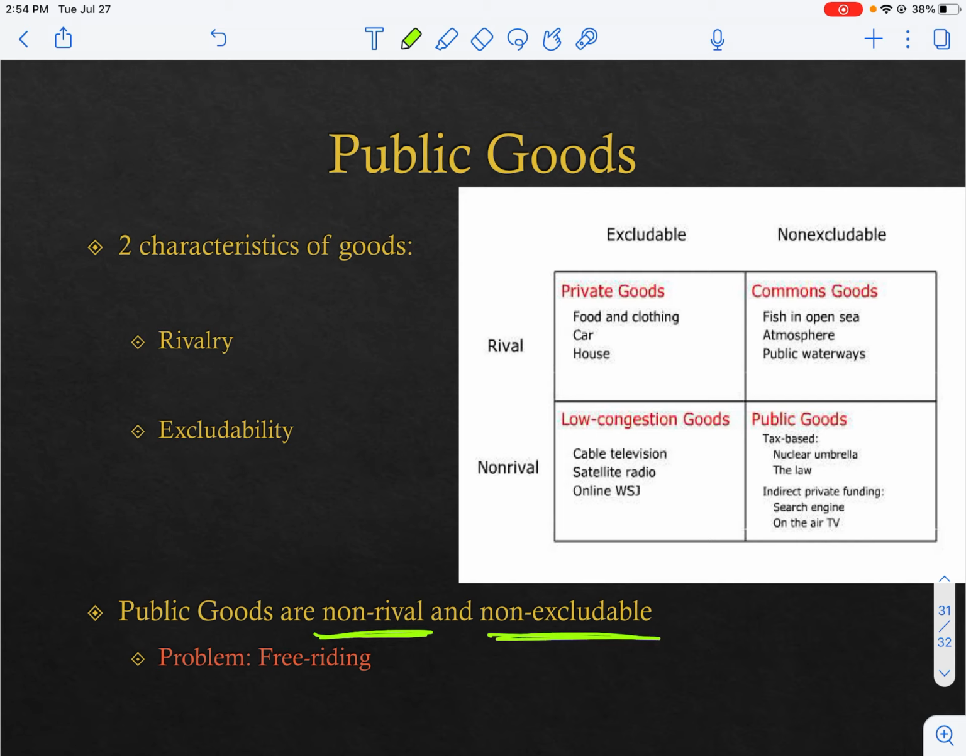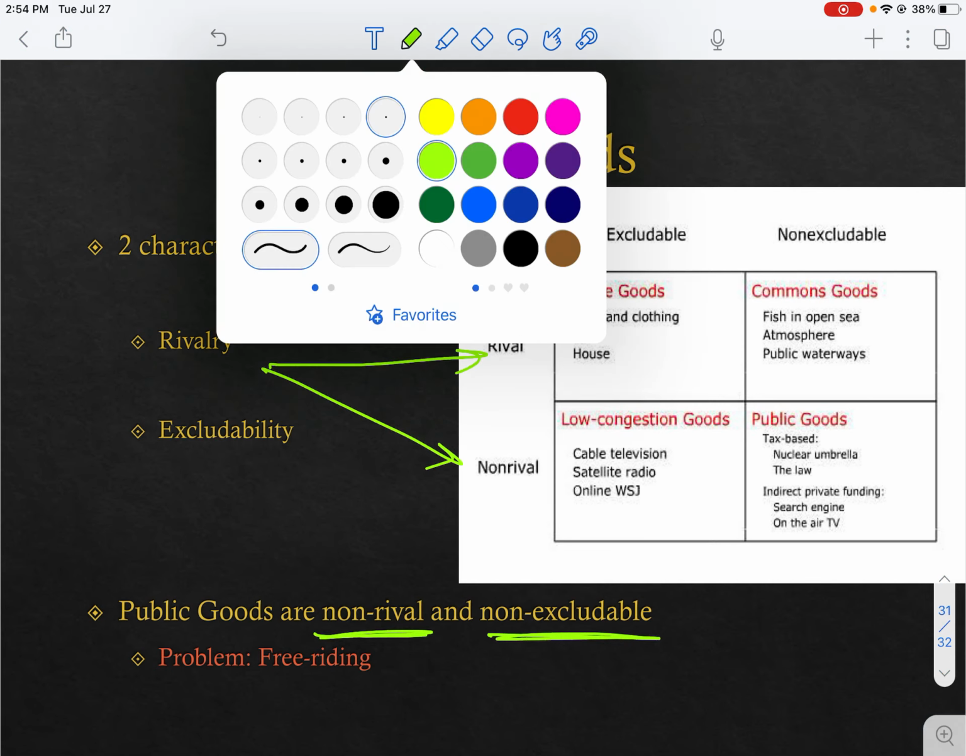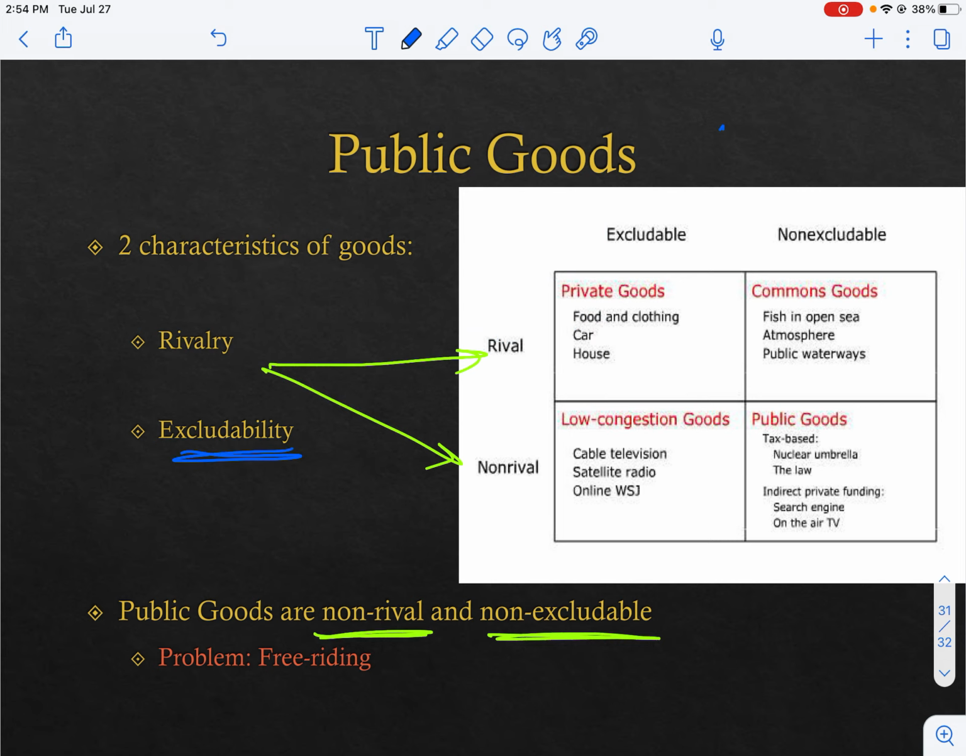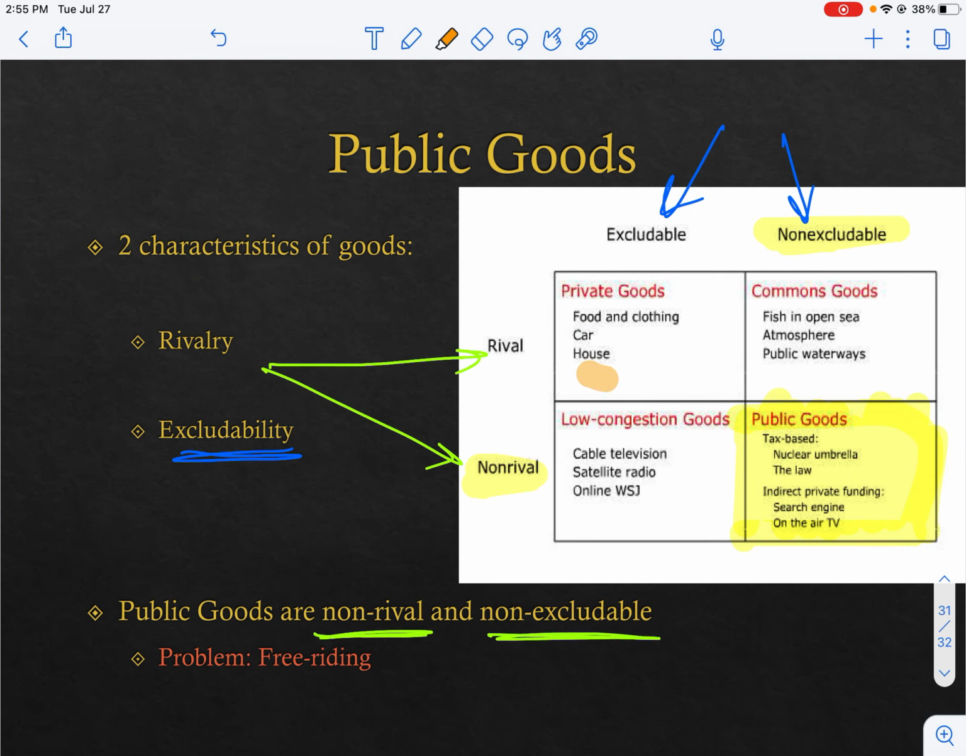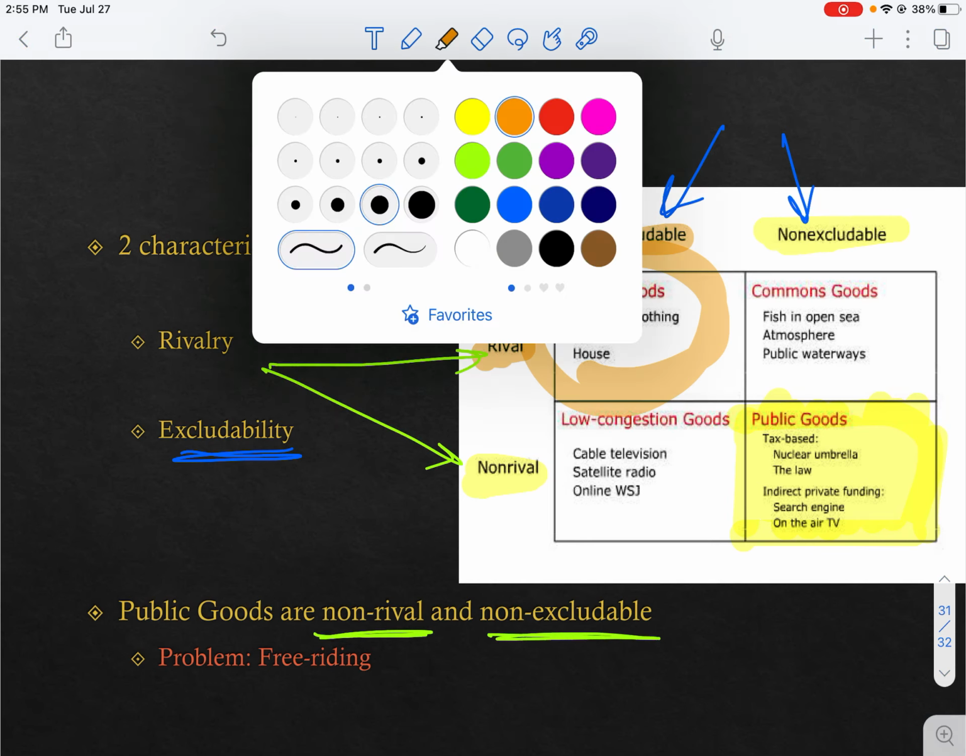And so if we make this little matrix here where we take the question of rivalry and we ask, is it rival or non-rival? And we take the question of excludability and we ask, is it excludable or non-excludable? Then if public goods are both non-rival and non-excludable, that puts us in this cell in the matrix. Right? So public goods are non-excludable and non-rival. And private goods, right? Those ones that I said the grocery store sells, those are private goods. Those are both rival and excludable.